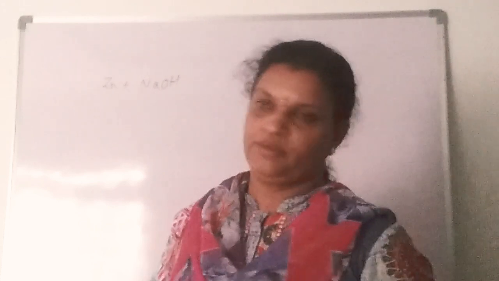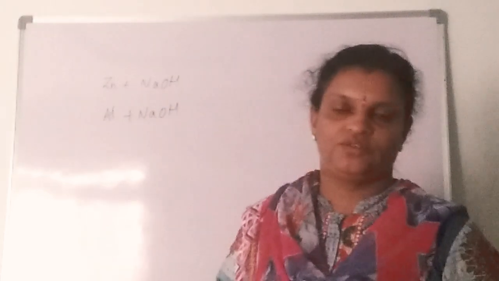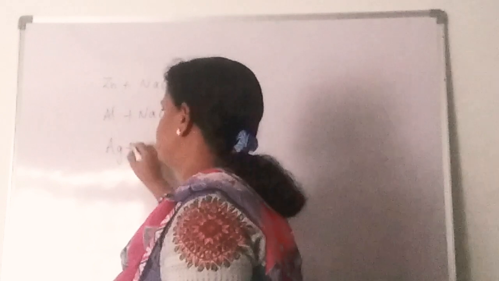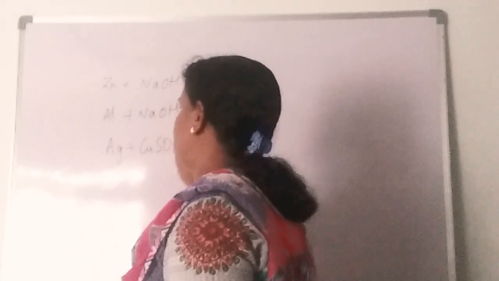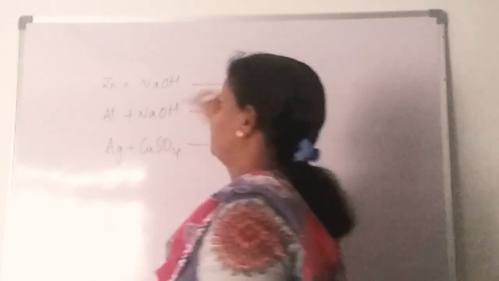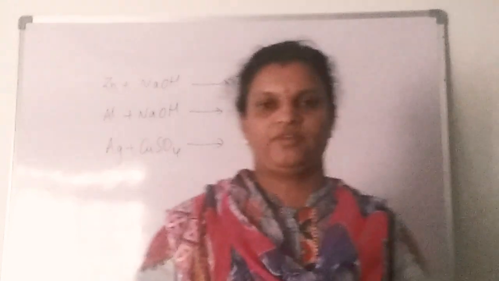To one and all. In the previous video, I asked some questions for you. When zinc reacts with sodium hydroxide, what are the products formed? Aluminium reacts with sodium hydroxide, what are the products formed? In the same manner, silver reacts with copper sulfate solution, what happens? What are the products formed? These three questions I asked in the previous video.